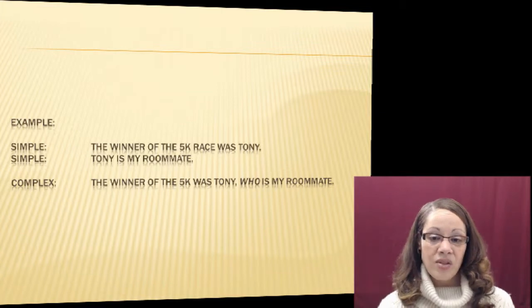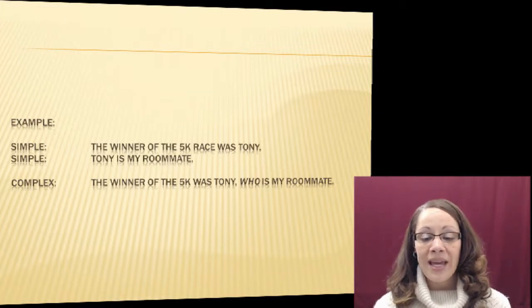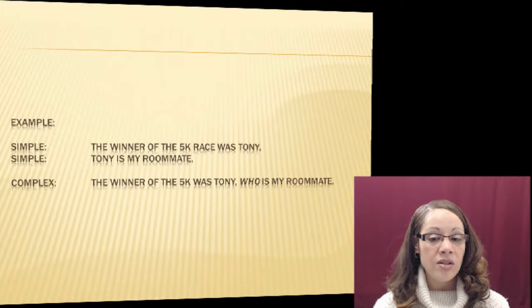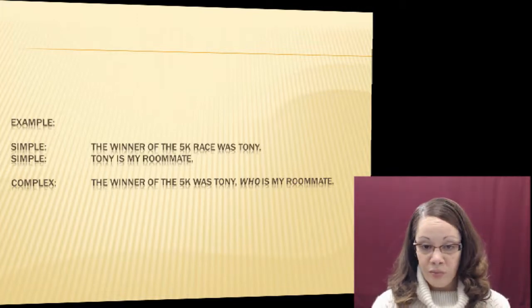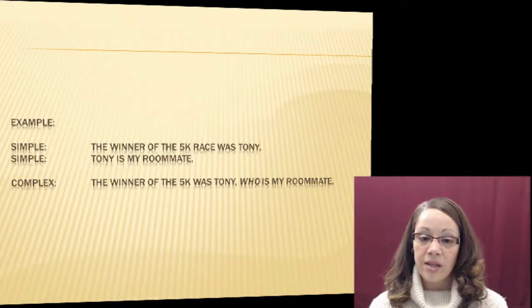My second simple sentence, Tony is my roommate. Is is my verb, Tony is my subject. I have the subject of the sentence, Tony. The verb of the sentence is. One complete thought. Tony is my roommate. So again, I have two independent clauses here. So I have two simple sentences here that I want to combine into a complex sentence.